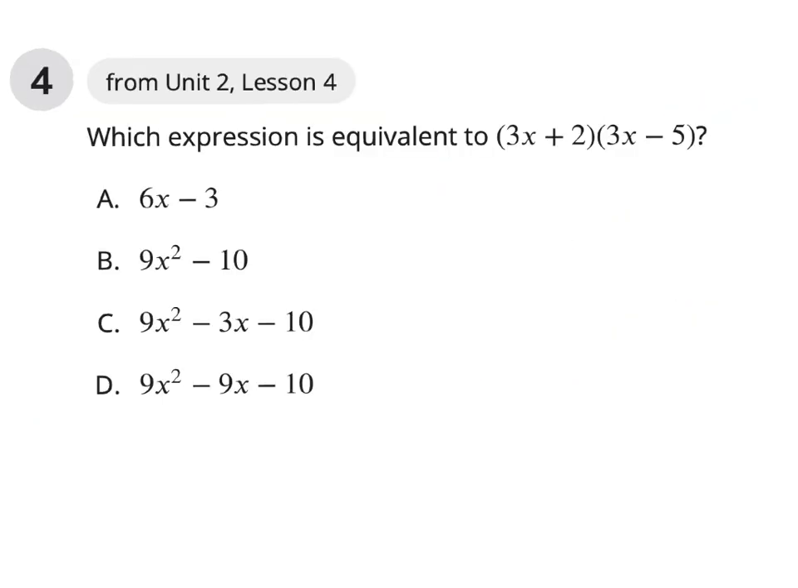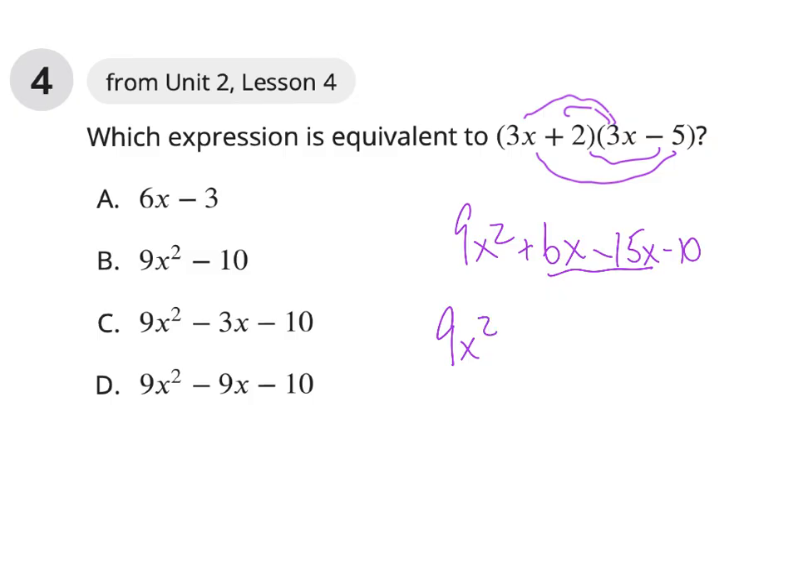Okay, which expression is equivalent? So, first thing I'm going to do, I'm going to draw my distribution lines so I know what I'm distributing to. I already did the 2x. I think I do the negative 5 to both terms. Okay, so 3x times 3x is 9x squared. 3x times 2x is 6x. Negative 5 times 3x is negative 15x. Negative 5 times 2 is negative 10. Combine my middle terms. I get 9x squared minus 9x minus 10, giving me D as the answer.